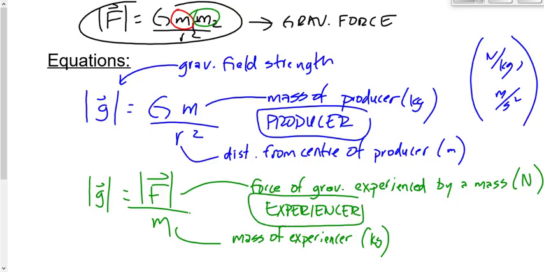What units would you use for little g again? Newtons per kilogram or meters per second squared. Same units, right? Same thing. 9.81 meters per second squared, 9.81 newtons per kilogram. Either one works, whether you get it from the producer equation or the experiencer equation.